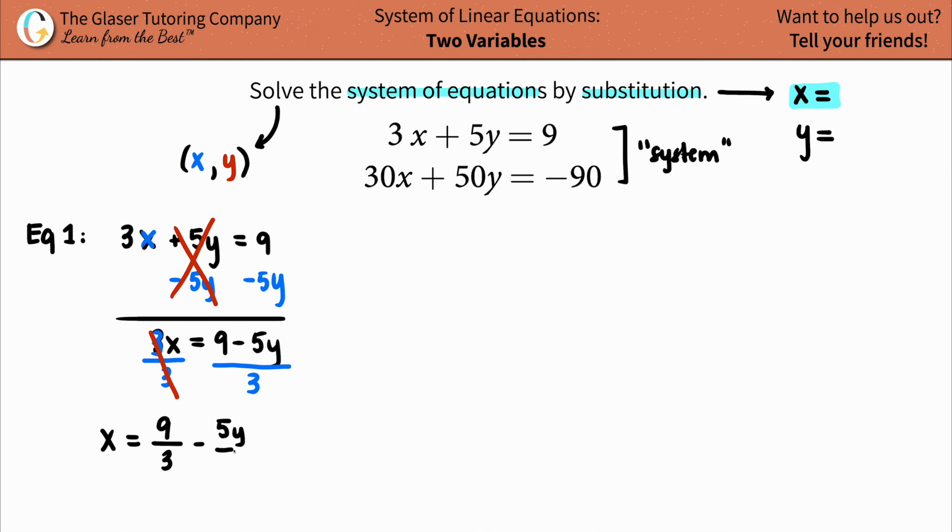So 5y over 3. Now I can simplify this, which I will, but this I can't really simplify, so I'll just keep it like that. If you want to get the decimal, go for it. That's fine with me. So this will be just 3 minus 5y over 3.